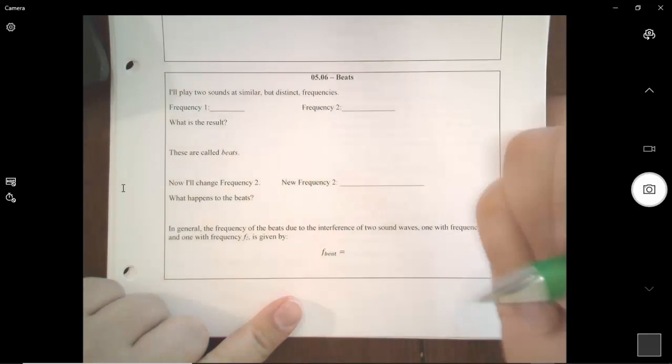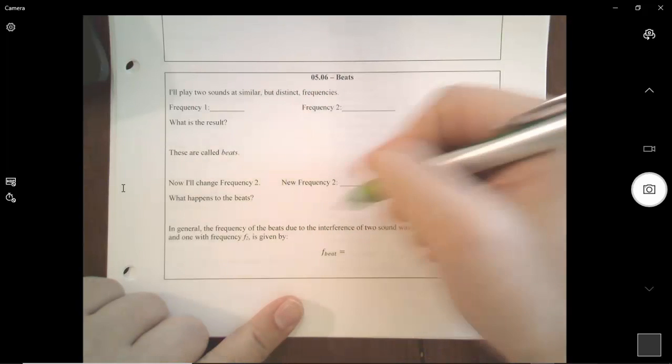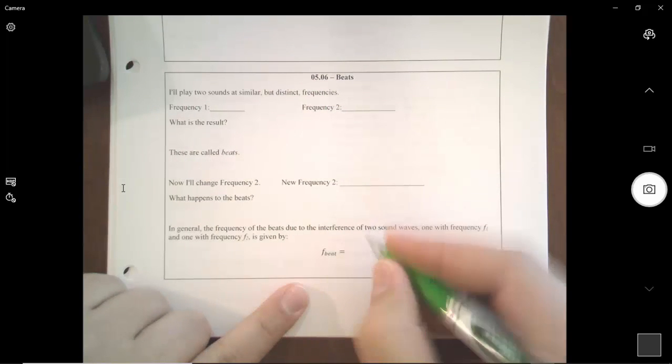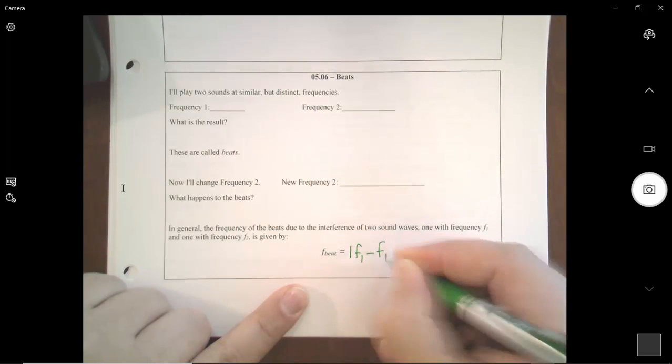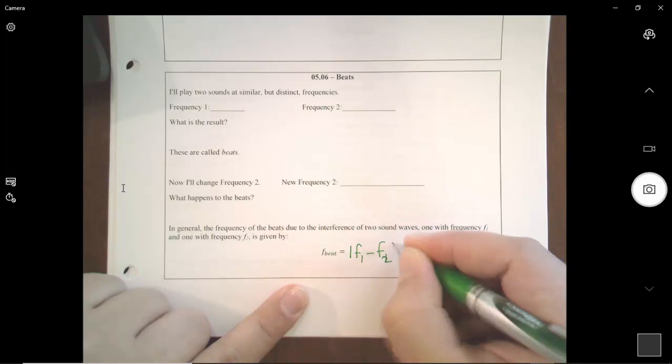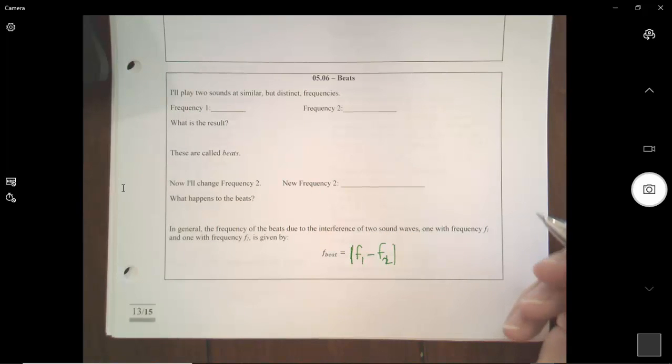This was, again, going to be an in-class demo. There's no convenient way for me to replicate that with Desmos, but the thing I would write down is that the frequency of the beats is the absolute magnitude of the difference in frequencies.